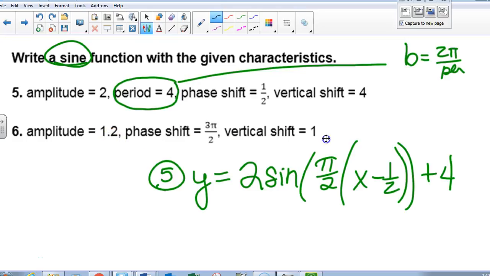Number 6 doesn't give us a period, so we are to assume the period is 2 pi, which makes b just what? 1. So anybody got number 6?